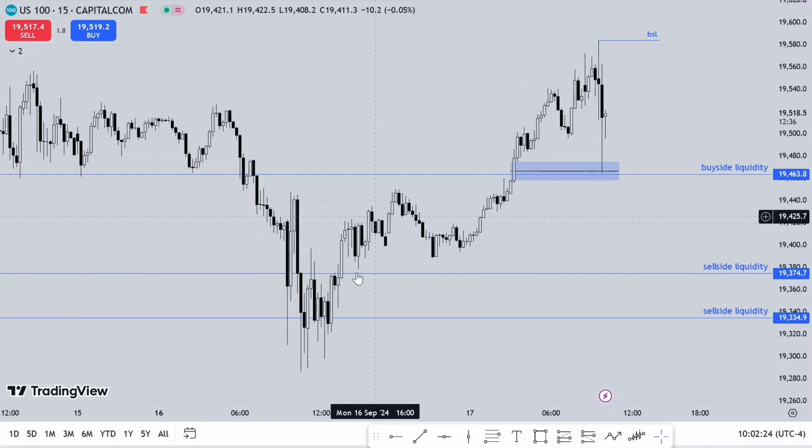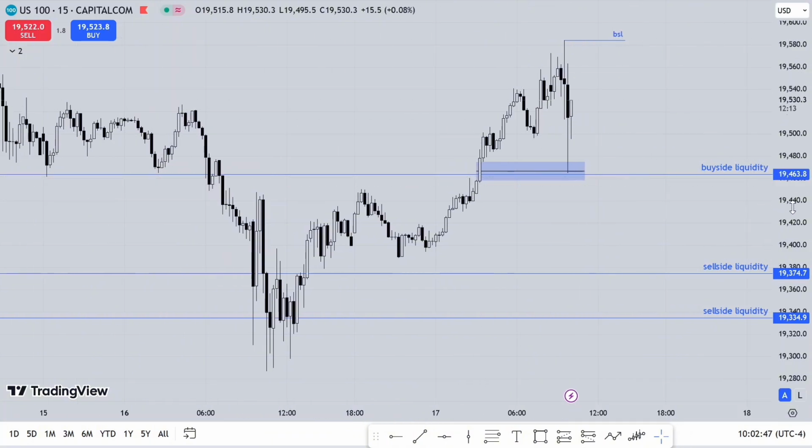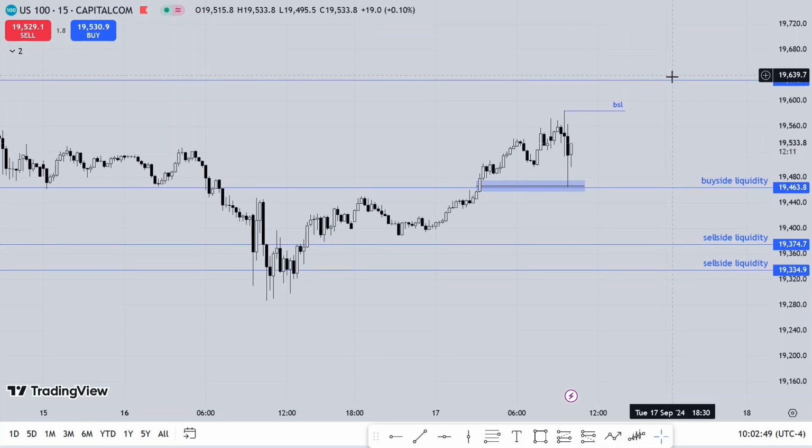First stage, after this consolidation, accumulation, manipulation to the downside, distribution, reaccumulation. The first stage, rebalance this imbalance, come back to it, go higher. Second stage, coming for these lows, trading inside of this imbalance and going higher up to buy side liquidity here.